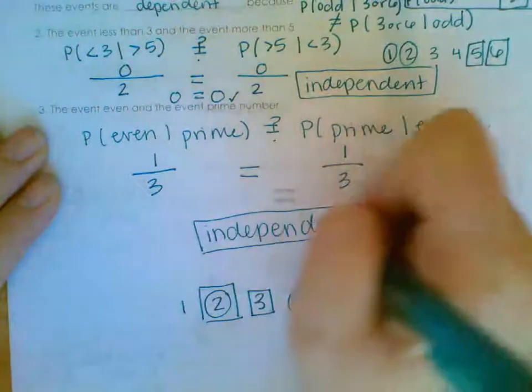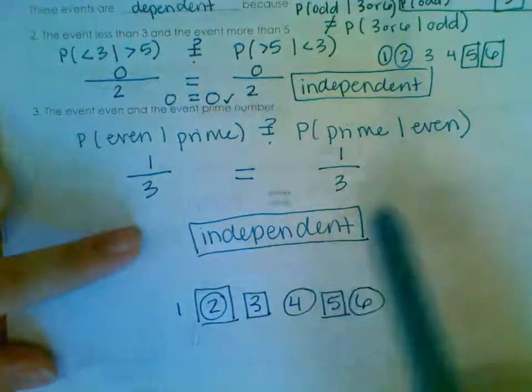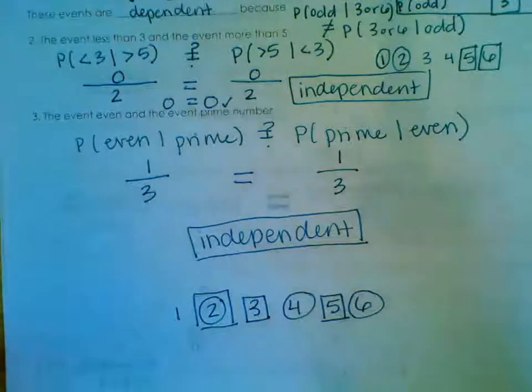So remember, if two conditional probabilities do equal, they are independent. If they don't equal, they are dependent.